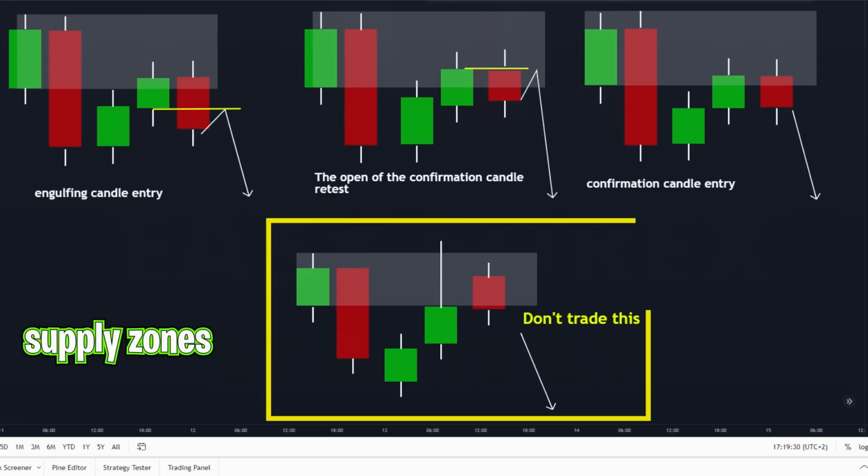Then lastly, before we begin with the trading strategy of the video, this is a pattern you don't want to trade. As we can see the market spiked above the supply zone. So this will make the whole pattern or signal invalidated.